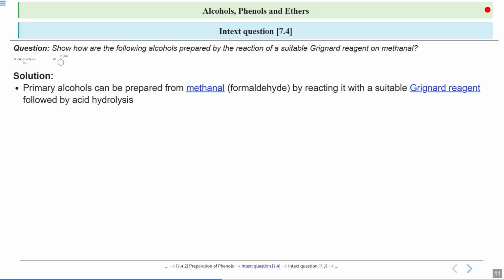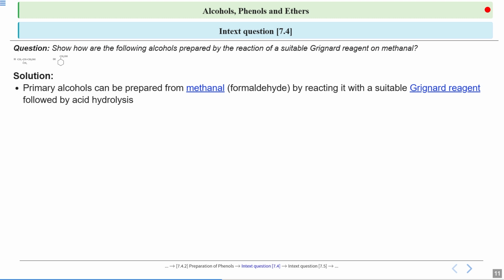So the solution says that whenever you are taking methanol or formaldehyde, primary alcohols are prepared. We discussed it when we were discussing Grignard reagent. I told you that whenever you take methanol, that is a simple aldehyde, formaldehyde, you will get primary alcohol. If you take any other aldehyde other than methanol, you will get a secondary alcohol. And whenever you take a ketone, you get a tertiary alcohol.